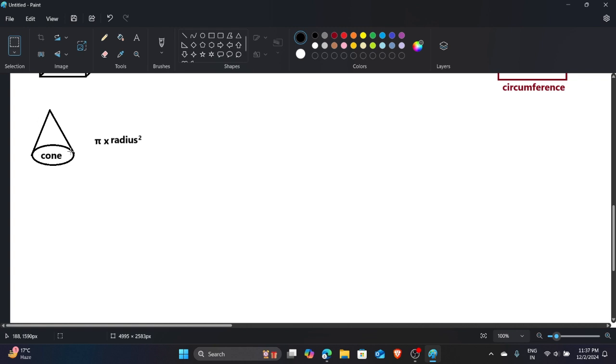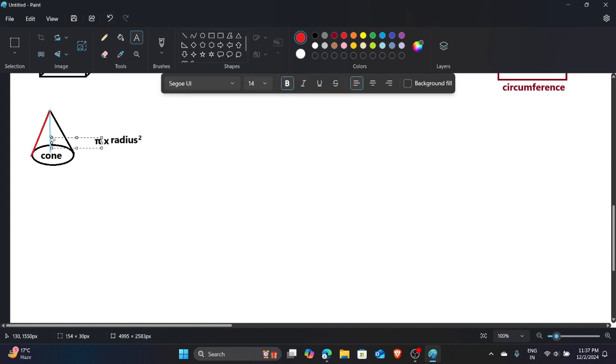In the area there are two things. One is that it has a length and also a height. One height is this, and another height the cone has is this. This height is represented by h and this is represented by l. But in the area we need only this height. No, we need both of them.